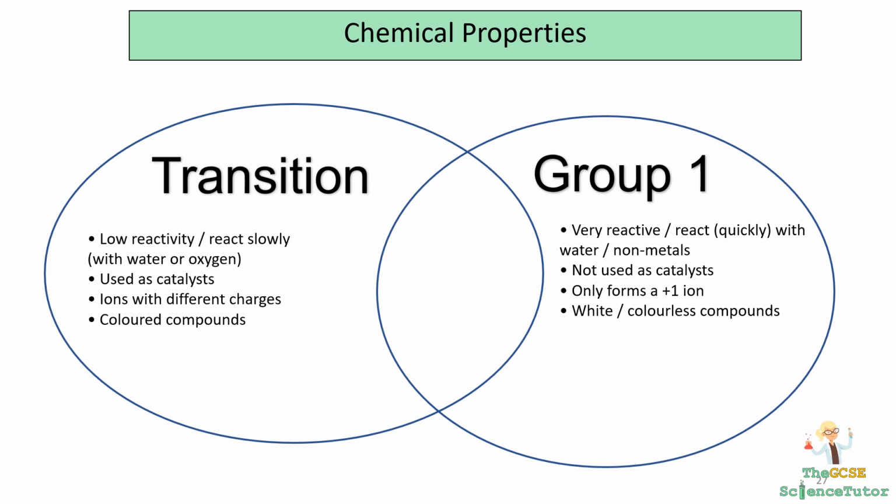Transition metals have low reactivity. They react slowly with both oxygen or water, whereas group 1 metals are very reactive and react very quickly with water and oxygen and nonmetals. Transition metals are used as catalysts, whereas group 1 is not. Transition metals have ions with different charges, whereas group 1 metals only form a positive 1 ion. Transition metals have coloured compounds, whereas group 1 metals form white or colourless compounds.